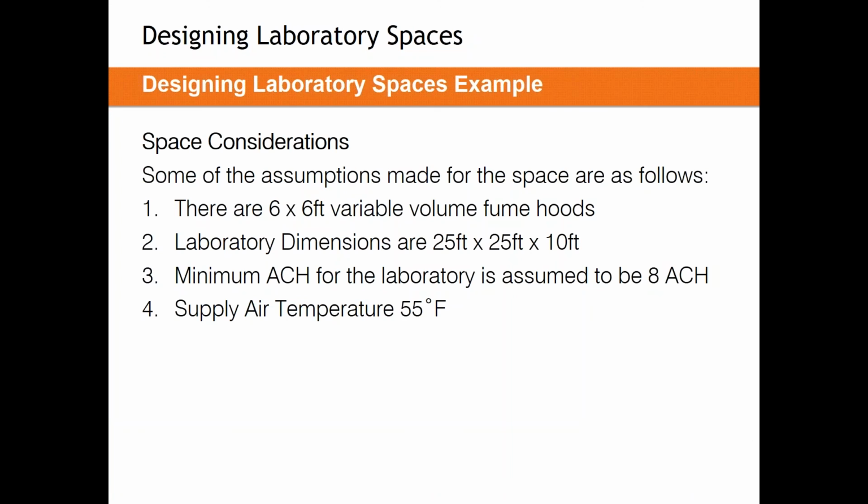Some assumptions and considerations for this lab. We're going to use a quantity of 6-foot wide variable volume fume hoods. Our lab is 25 feet wide by 25 feet long with a 10-foot ceiling. And we're going to use a minimum air change rate of 8 for this lab. For whatever reason, our facility doesn't want to go down to 6. We're going to use 8. Lastly, our supply air temperature will be 55 degrees Fahrenheit, and our room set point will be 75 degrees Fahrenheit.